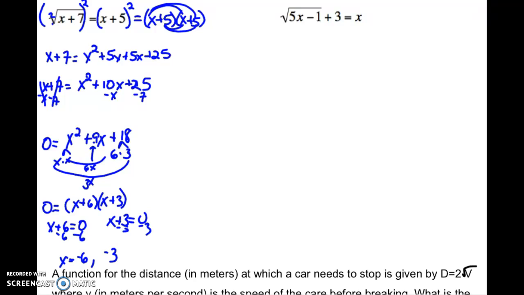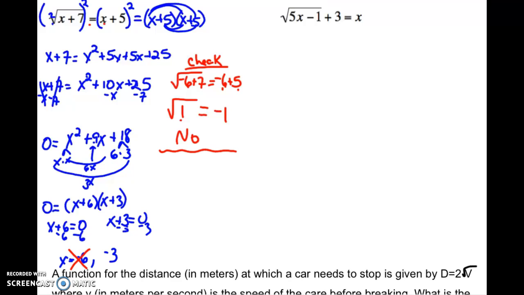So now we have to check our answer. I always check the non-square root side first. Well, that might be too much for right now. I'm just going to plug in negative 6 into the problem. So is the square root of negative 6 plus 7 equal to negative 6 plus 5? So that's the square root of 1. Is that equal to negative 6 plus 5, which is negative 1? And no, that's not true. Square root of 1 is 1, and that's not negative 1. So that's telling me that this was extraneous.